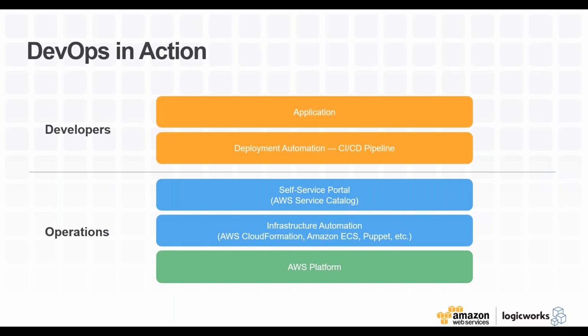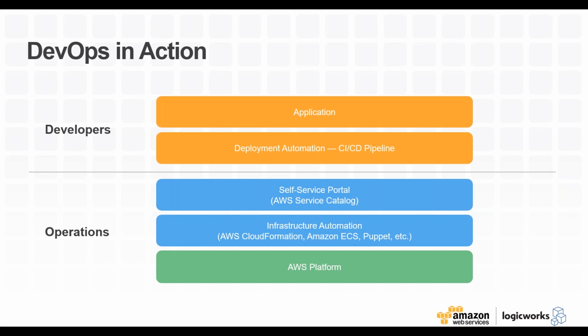Basically, rather than manually orchestrating different AWS and other services, you build an automation platform that orchestrates those services for you. And there are hundreds of tools you could use in this infrastructure automation layer, but today we're going to talk about mostly AWS CloudFormation and configuration management.